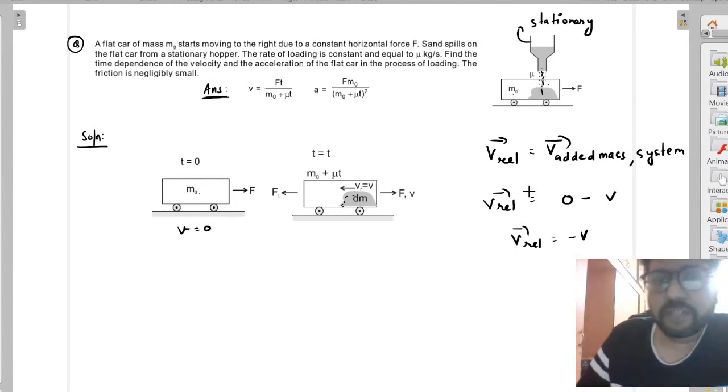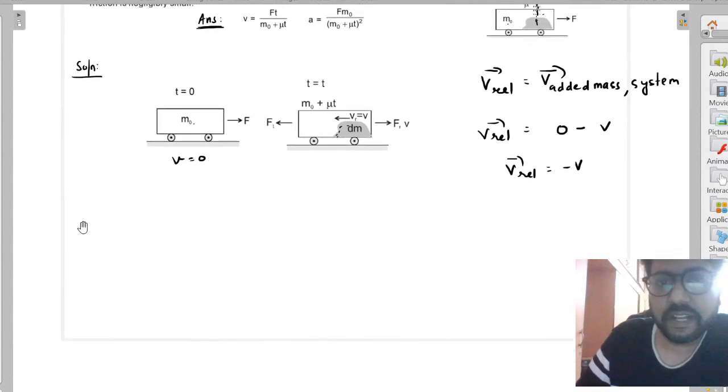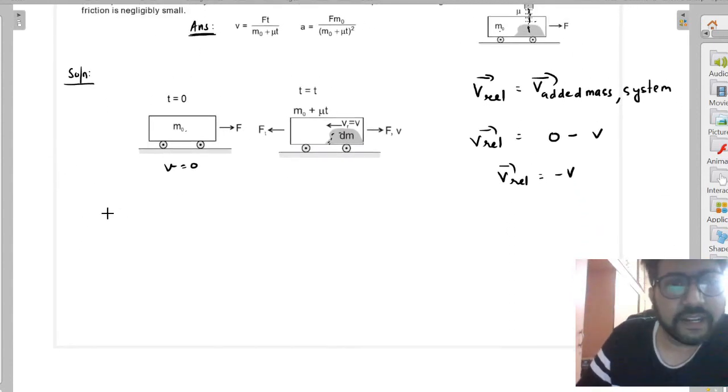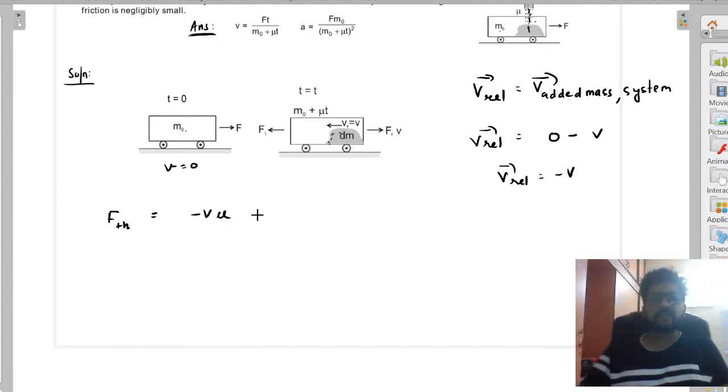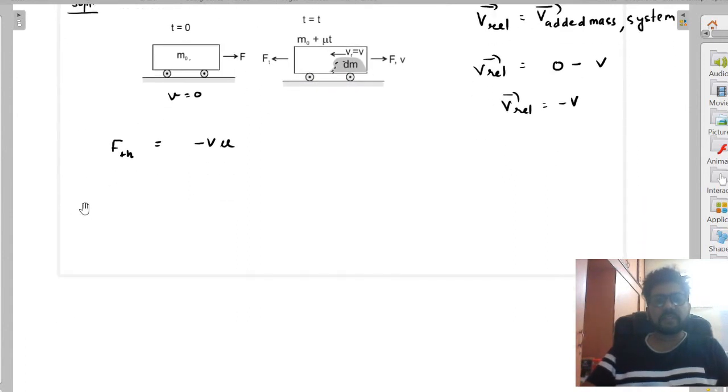Now that we have found v relative and mass is getting added, you will say that the thrust force is given by v relative, that is minus v, into dm by dt, that is mu. So F thrust is equal to minus mu v. Minus means the direction is the left direction or the negative direction.